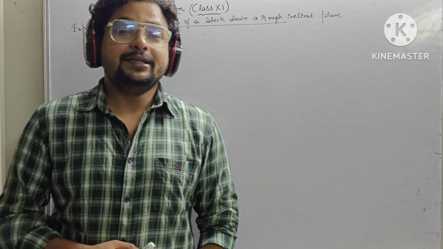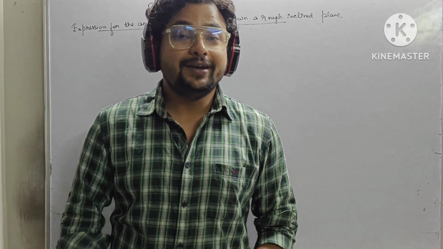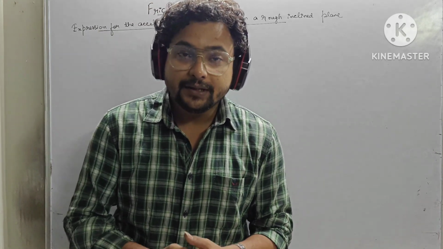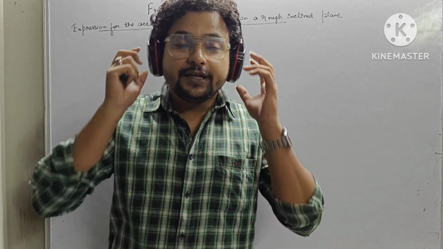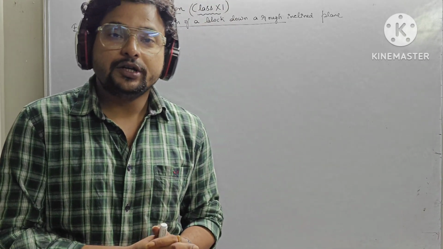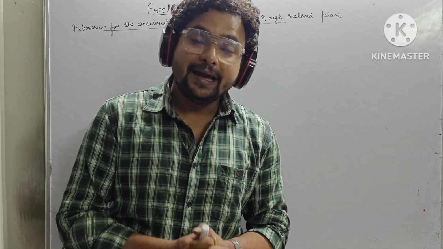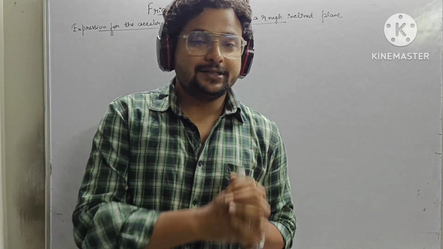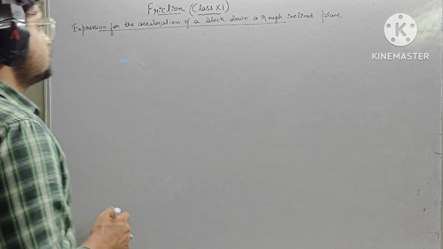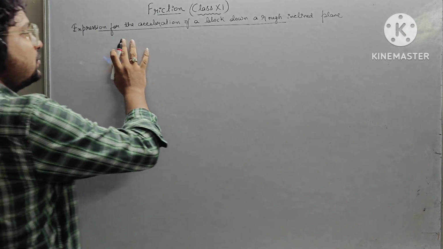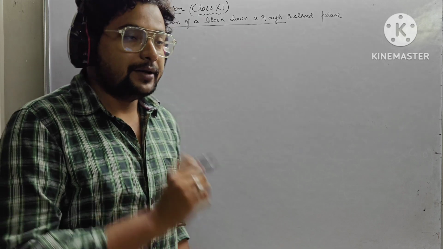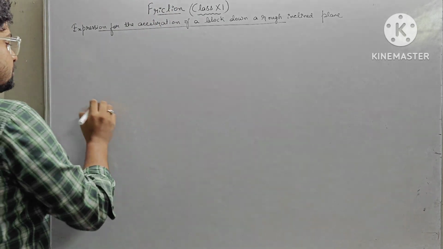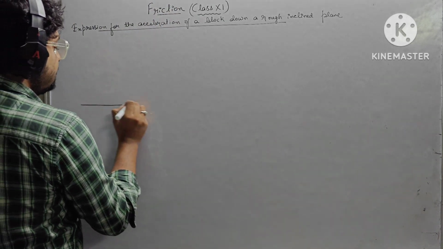Today we are going to see the acceleration of a block down a rough inclined plane, that means an inclined plane which has friction on it. If the inclined plane has friction on it, what is going to be the acceleration of the block down the inclined plane? So let's start. Today's topic of discussion is the expression for the acceleration of a block down a rough inclined plane.